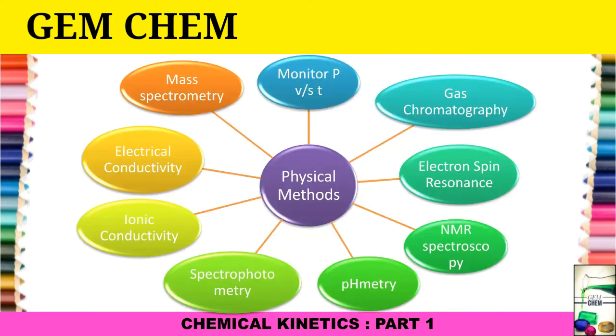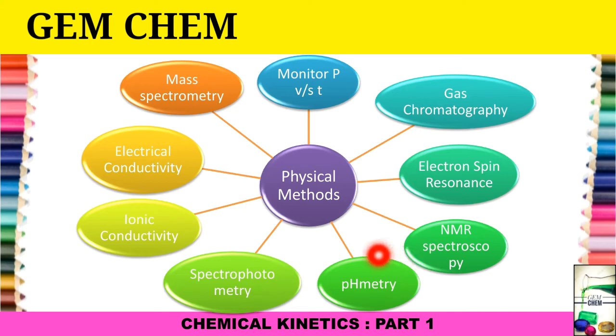Now, if we want to see the physical methods, there are different methods. First is that we can monitor the pressure versus time graph, provided at least one component is a gas. Next comes mass spectrometry, electrical conductivity, ionic conductivity, and spectrophotometry. Now, measurement of the intensity of absorption at a part of the spectrum is done here. Absorption is directly proportional to the concentration, right? So more absorption, more concentration.